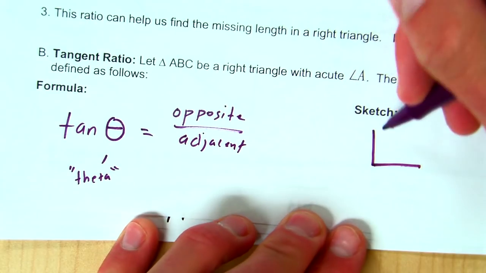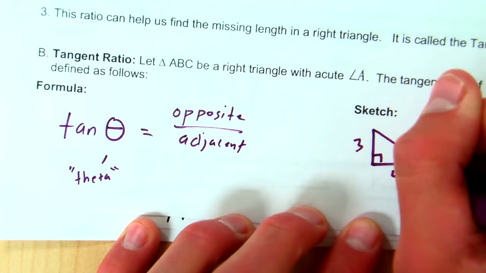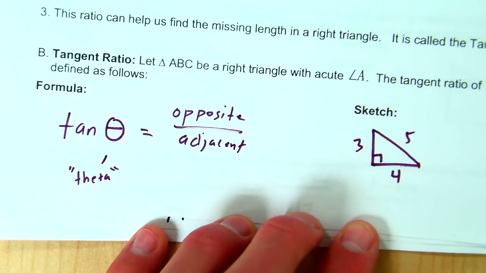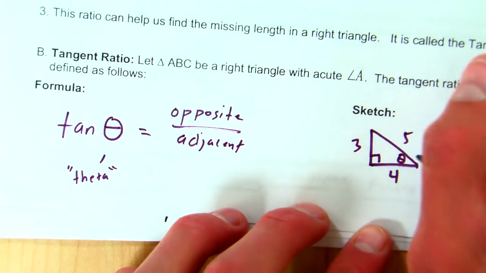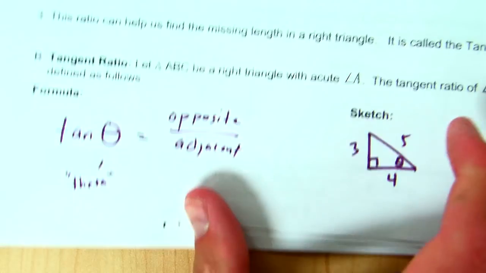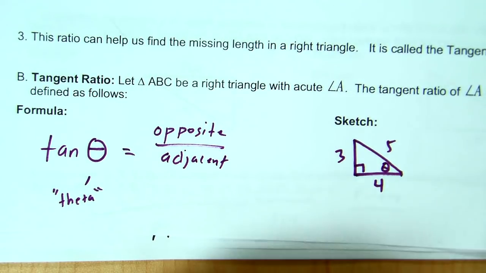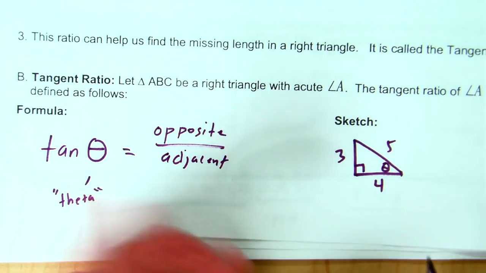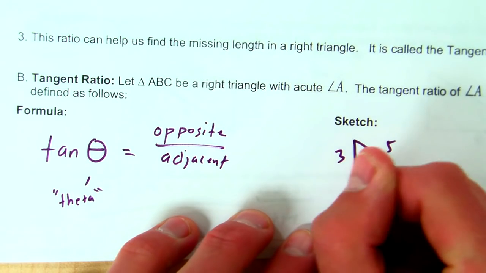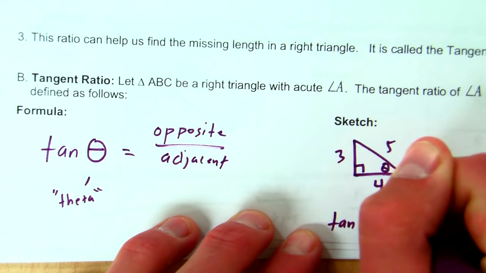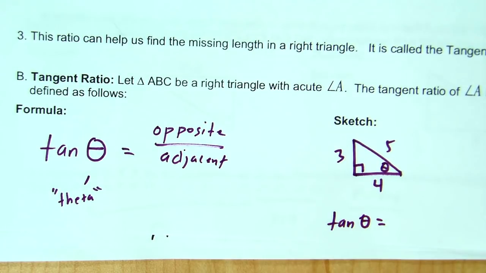So I'm just going to draw a rough sketch here of a right triangle. Very basic, 3, 4, 5 right triangle. And let's just say that I put my theta, my missing angle, right there. I don't know what this angle measurement is. Well, one way that I can help find out what this angle measurement is by using the tangent ratio, because I know that the tangent of theta is equal to the opposite side over the adjacent side.